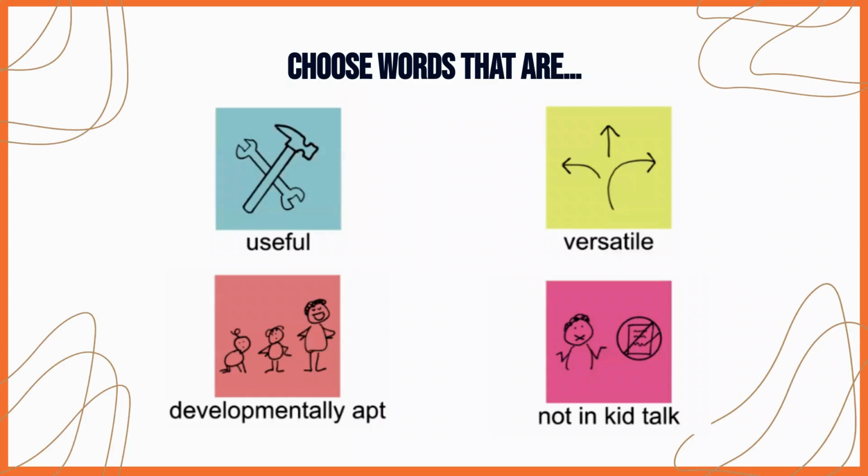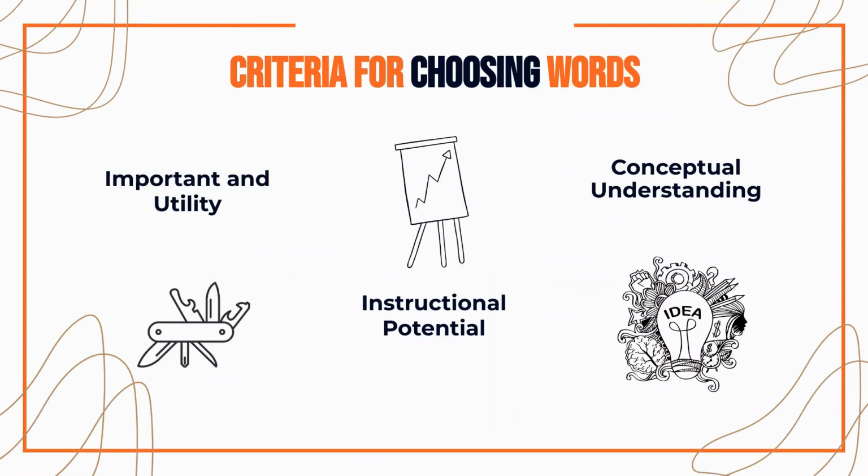Developmentally apt. I won't be teaching the word peripatetic to a first grader, nor would I teach the word tegmentum to a college business major. And then we want to choose words that are not already in Kid Talk. So if students are already using the words in their conversations, there's no need to teach it. Choose a different word.